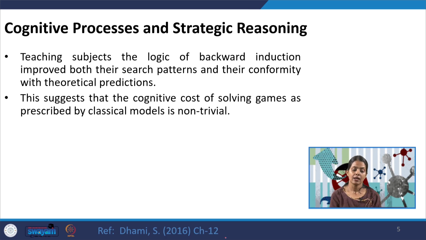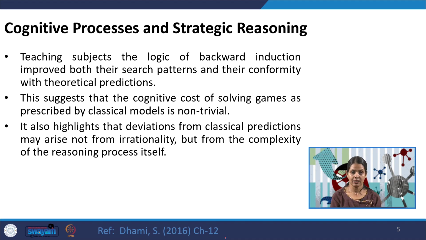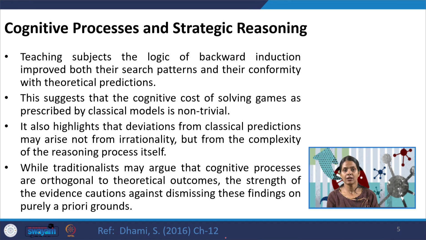This suggests that the cognitive cost of solving games as prescribed by classical models is non-trivial. It also highlights that deviations from classical predictions may arise not from irrationality, but from the complexity of the reasoning process itself. While traditionalists may argue that cognitive processes are orthogonal to theoretical outcomes, the strength of the evidence cautions against dismissing these findings on purely a priori grounds.